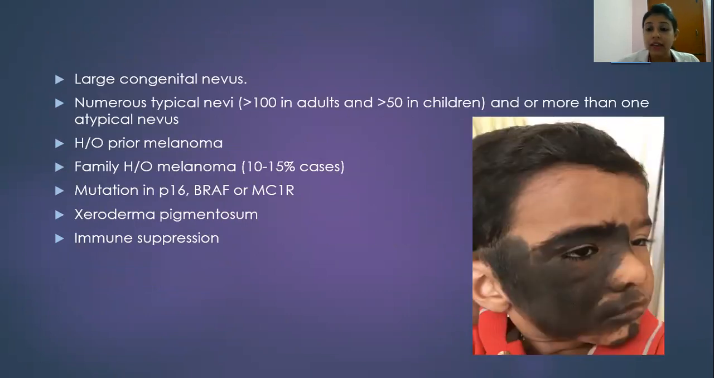Then another risk factor is a large congenital nevus like this. This photo is a case of a large congenital nevus that has a high risk of developing into melanoma. Then numerous typical nevi, more than 100 in adults, more than 50 in children, and/or atypical nevi. So these are some other risk factors. Then history of prior melanoma, family history of melanoma, mutation in P16, BRAF or MC1R, as well as xeroderma pigmentosum and immune suppression. These are some of the risk factors to develop malignant melanoma.